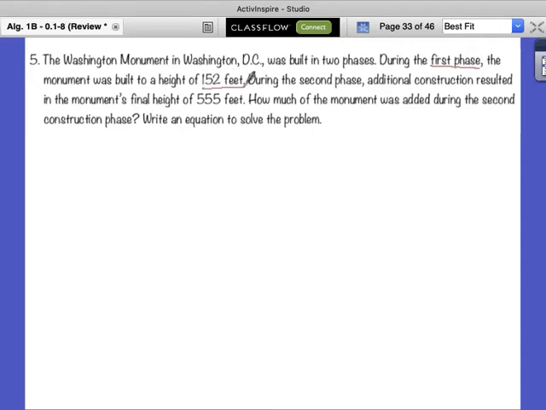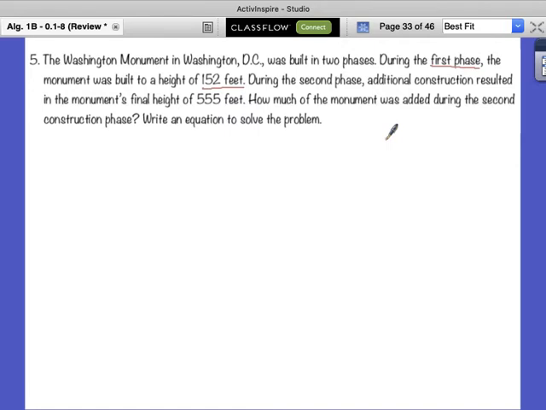I like that, okay? Emily was saying, during the first phase, it's built to 152. So we don't have to underline the whole sentence. Let's underline first phase and 152 feet. That way we know that's the initial, okay? I love that. You can shorten down your underlining. Tobin, what's another piece of key information? During the second phase, the final height was 555 feet.